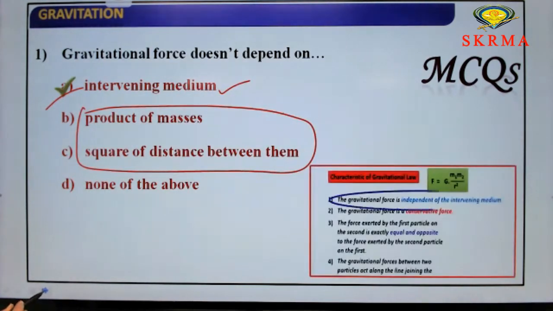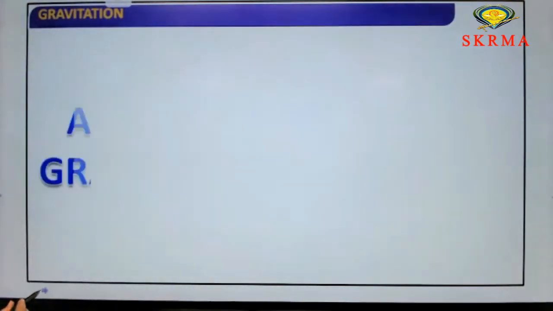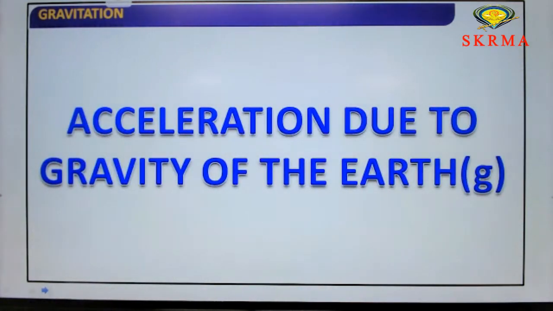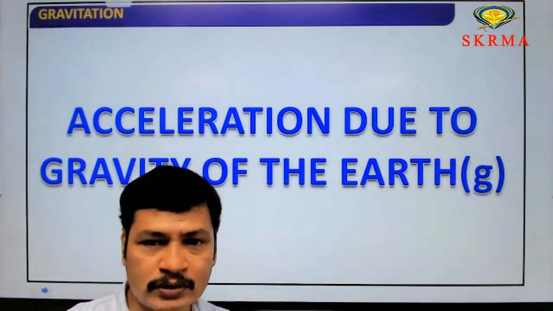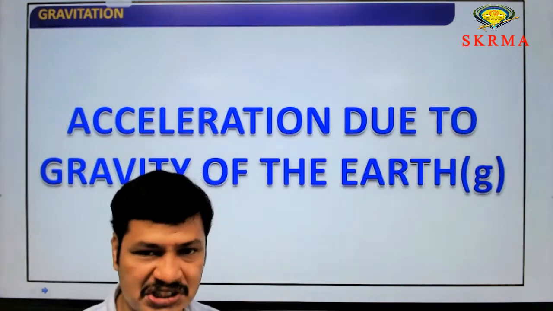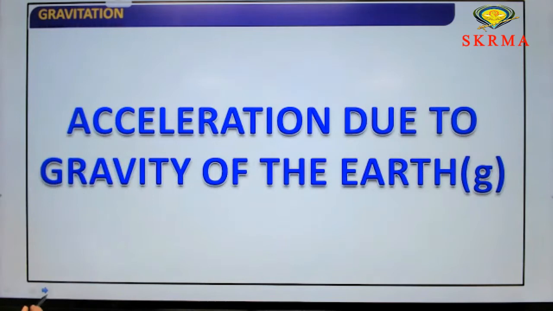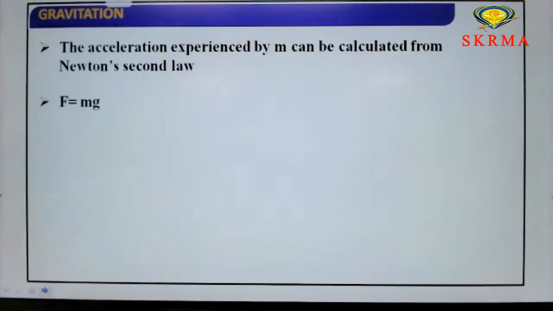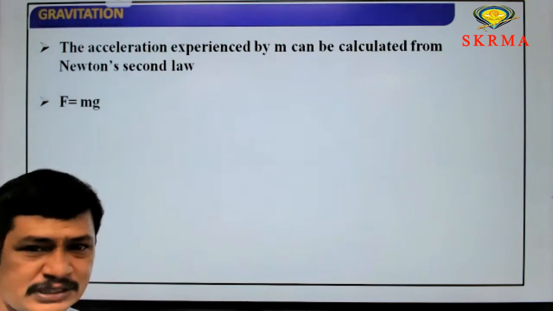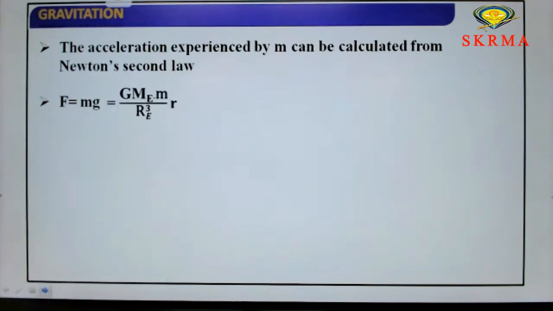The next one is acceleration due to gravity on the surface of Earth. How can you calculate gravity at different locations on Earth's surface? This is also an important concept from the examination point of view. Basically, the acceleration experienced by some mass m is calculated from Newton's second law. The force equation is F equals ma. If you consider gravity, instead of a you can write g here, or you can write this equation as F equals G m1 m2 by r square.